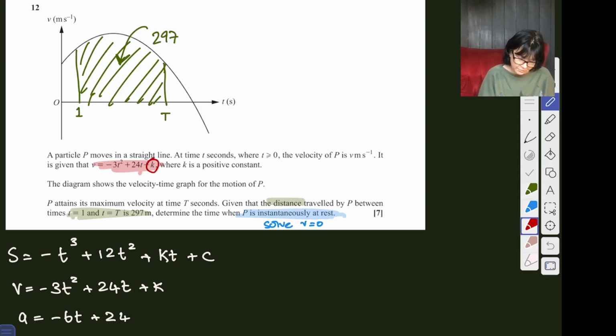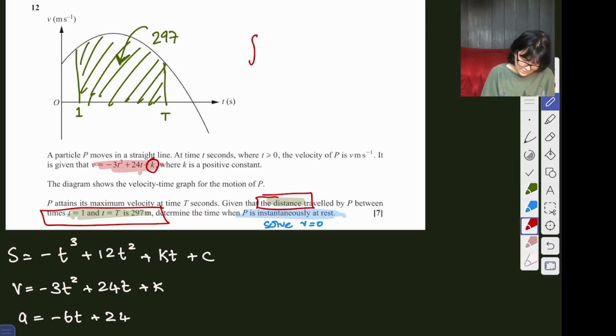This one had a k in it. The velocity was minus 3t squared plus 24t plus k. So where's the information? The information is here. The distance between there and there is that, which means I can integrate. Oh, hang on, because I don't know t either. Let's work this one through. If I integrate from 1 to t, and I integrate the velocity, I know that this will come out to be 297.